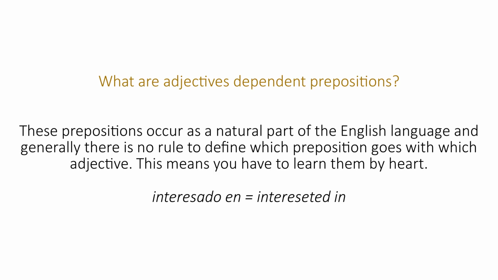So what are adjectives with dependent prepositions? Well, basically many adjectives when used in a sentence are formed with a preposition, and these prepositions occur as a natural part of the English language, and generally there is no rule to define which preposition goes with which adjective. So this basically means you have to learn them, okay? You have to learn them by heart, which is de memoria. And the upside to this is that once you've learnt the structure, it doesn't change. And there are no exceptions, okay?